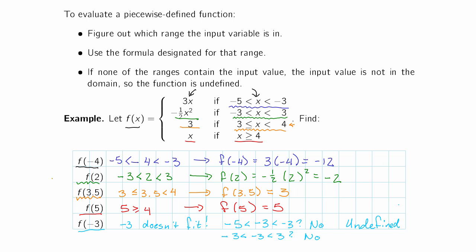So these piecewise functions, when we're given our input, we first look at which category that input falls into, and then we use the formula associated with that category. If our input doesn't fall into any of our categories, then it's not in the domain of the function, and the function is undefined.